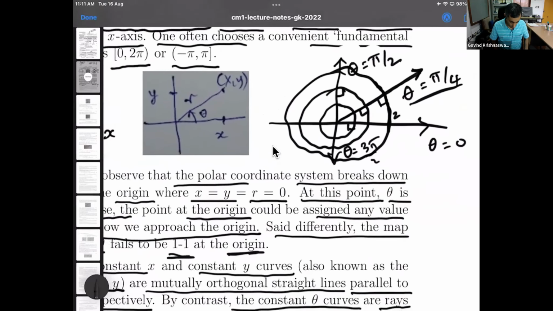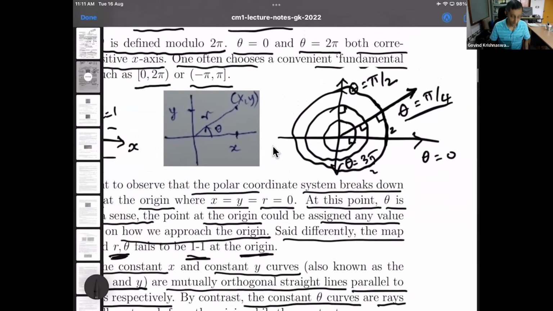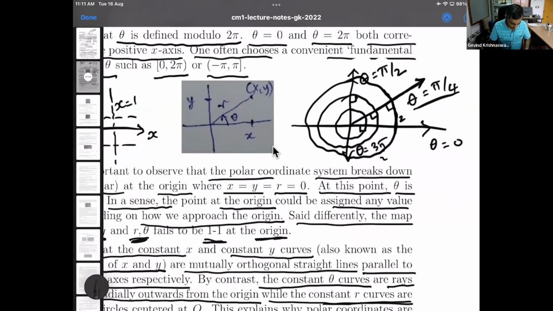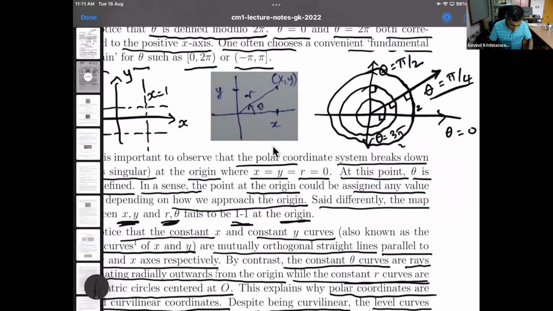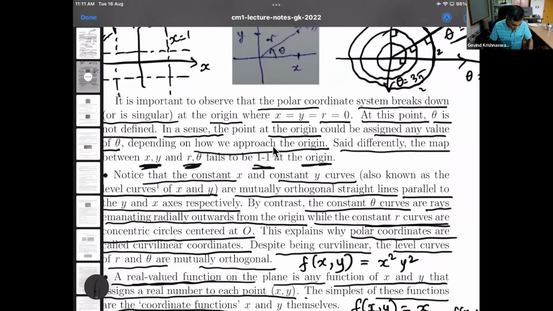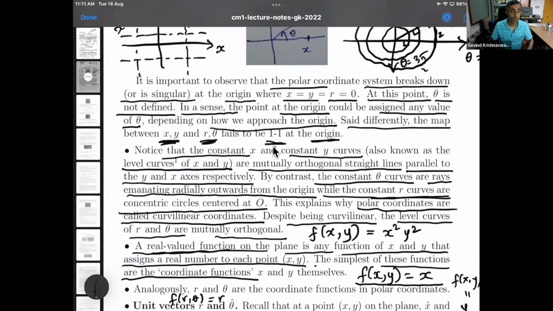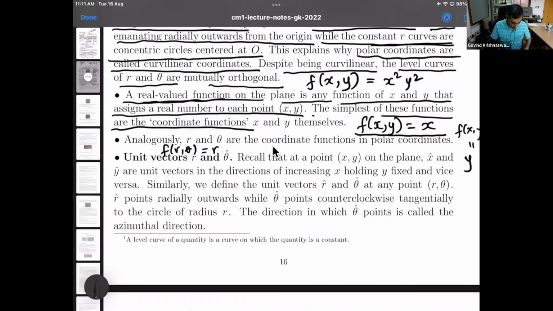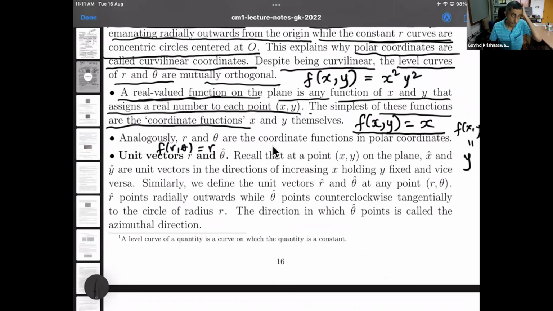So despite being curved and all, the coordinate level curves are orthogonal to each other. Let us now go to the next stage. We want to talk about unit vectors. Remember, we already introduced unit vectors x hat and y hat. So these were the unit vectors along the two Cartesian coordinate axes. And we want the analogous concept for the plane polar coordinates.